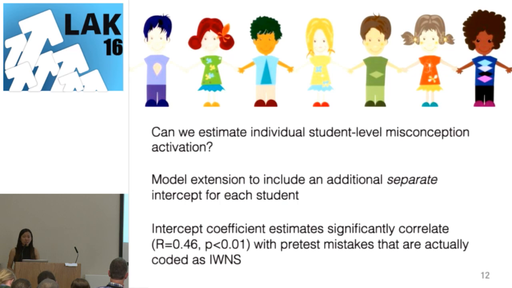So we looked at the pre-tests and actually coded all of the errors on the pre-test that were indicative of the independent whole number strategy. And there's a quantity for that for each student, and those are significantly correlated with the model's estimate of that student's activation of that misconception within the data set. So this is an example of also validating this approach on something external to the process data on which we developed the model.